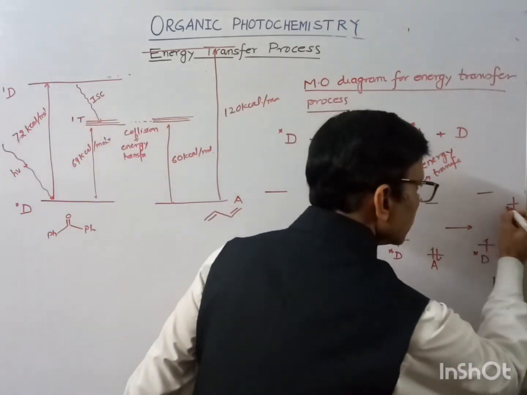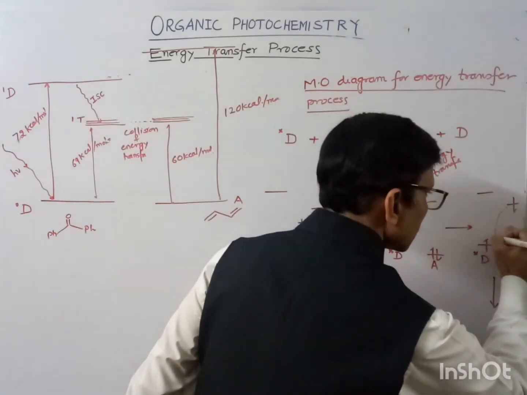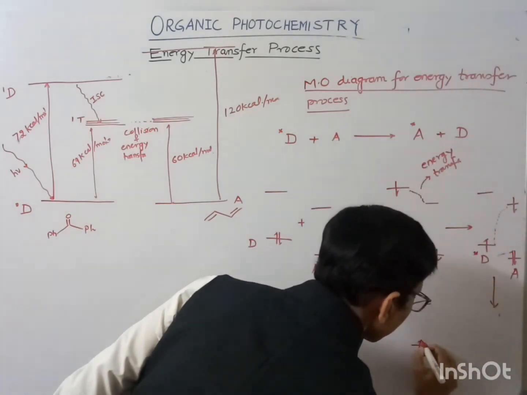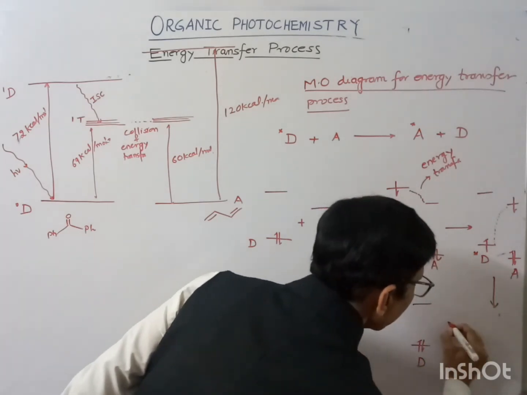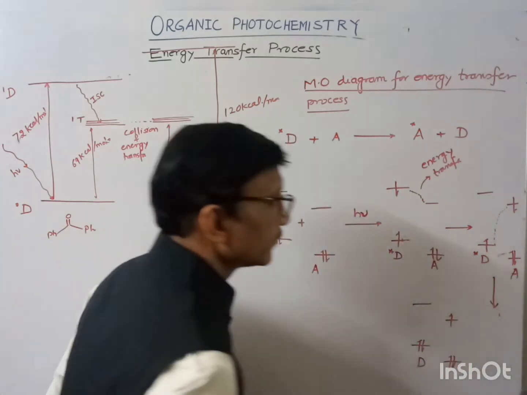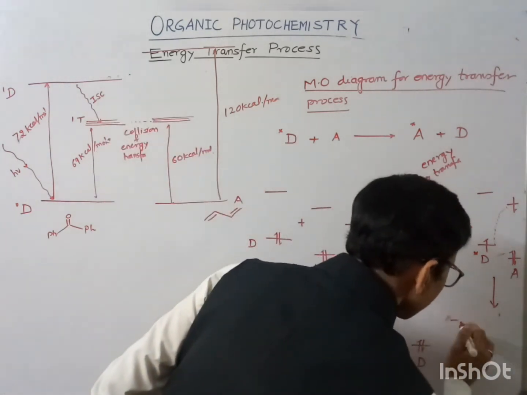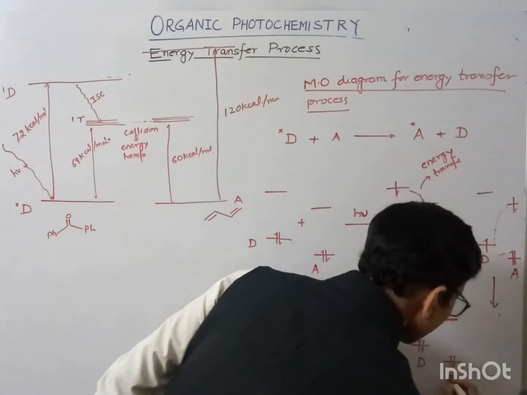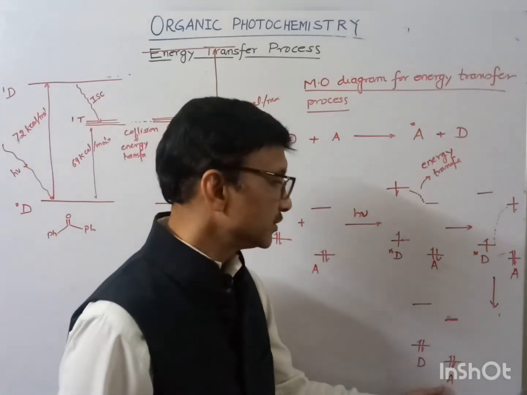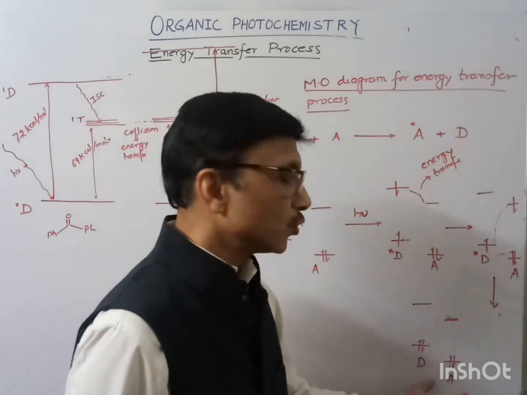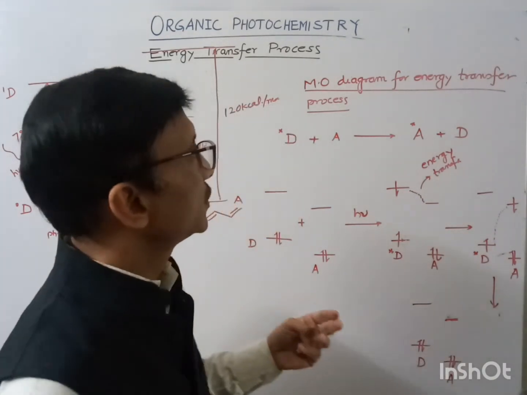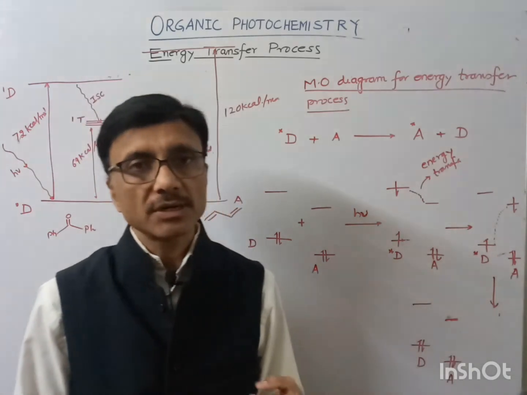Now the donor comes into its ground state, and we may show it again. The acceptor molecule is in the excited state after gaining the energy. Now it can react, or it will go into the triplet state, and finally it will give you the product. So like this we can show the energy transfer process by the molecular orbital diagram.